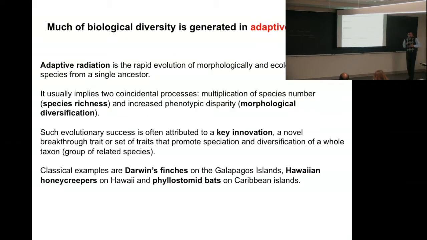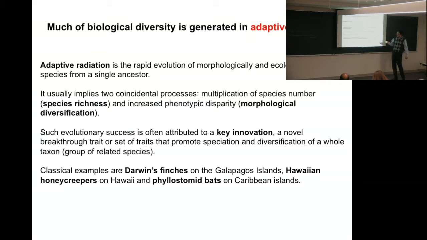And much of what you see, for example in birds, but also in mammals, flowering plants, and many other organisms, this diversity is generated by what we call adaptive radiations. So adaptive radiation is the rapid evolution of morphologically and ecologically diverse species from a single ancestor. It usually implies two coincidental processes: multiplication of species number, which is referred to as species richness, and increased phenotypic disparity, which is known as morphological diversification. So two processes happen at the same time.